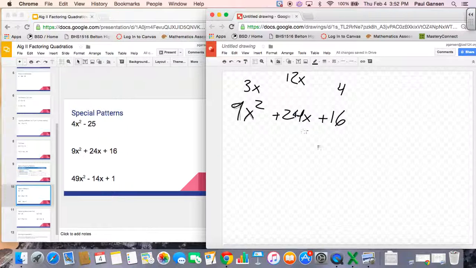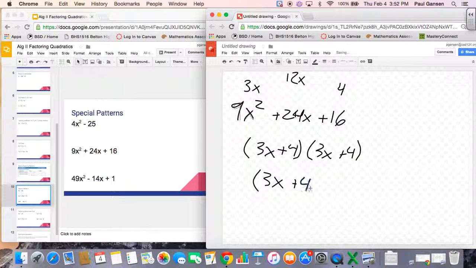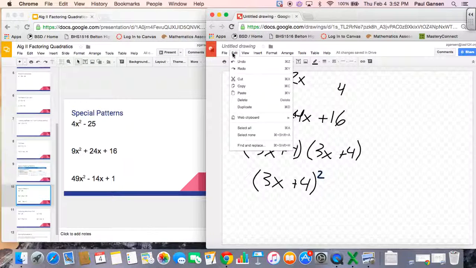So with that check done, if you're being very thorough, this turns into 3x plus 4 times 3x plus 4. But here's the thing though, 3x plus 4 times 3x plus 4, that's the same thing. We can write this as 3x plus 4 squared. Let's do the other example like this, and then we'll do the 4x squared minus 25.